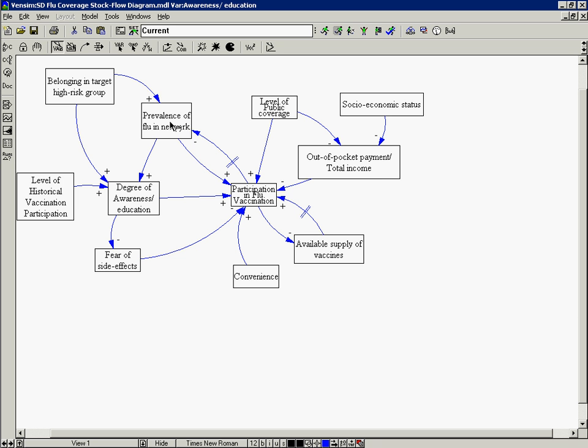And prevalence of flu in network. Okay, now this is the interesting one. This is where the plot thickens. So prevalence of flu in network leads to greater propensity for participation in flu vaccination. Can anyone give me a sort of theory underlying that? Why this connection here? Fear. Yeah, risk perception. Yeah, sense of fear, concern that you might get the flu. So there's a negative feedback loop here associated with risk perception.